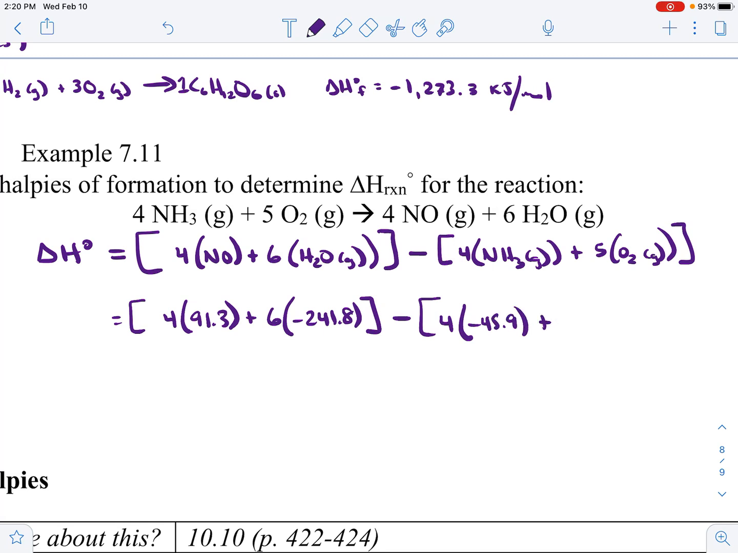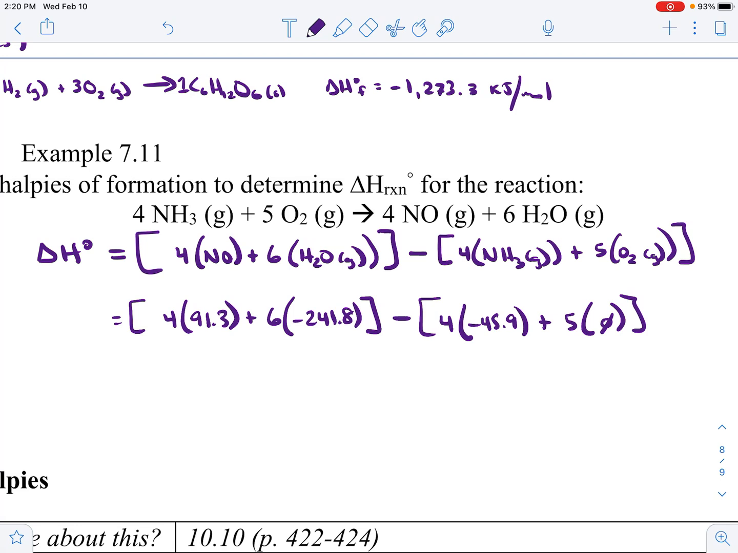Anybody see anything tricky coming up? 5 times my oxygen. Is it in there? Oh, it is. It's 0. Why is it 0? That's because it's an element in its standard state. So all we have to do at this point is just add them up, or do our little math magic, as I like to call it.